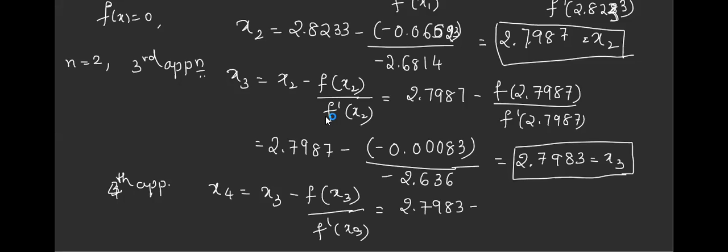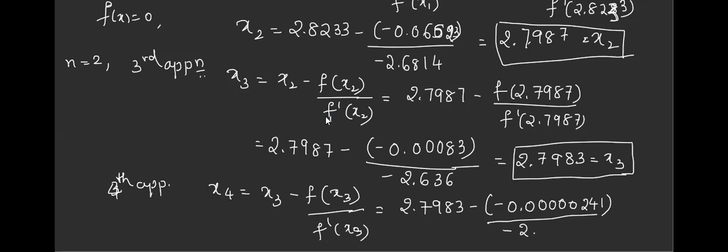And tell me f of this value, 2.7983. Ma'am, 0.50241. See, here only 5 zeros, that means we can now stop the process. What did you say after 5 zeros? 241. Okay, very small.